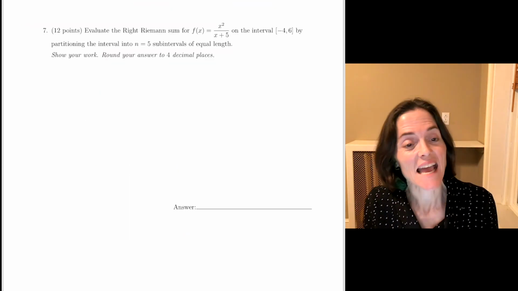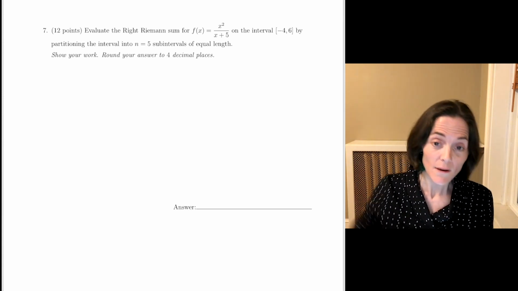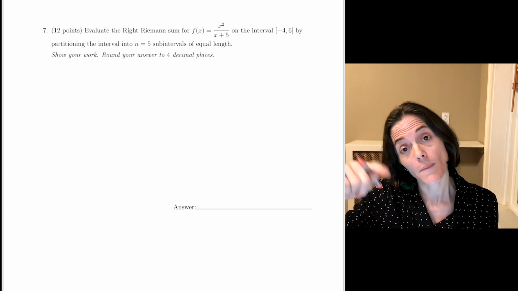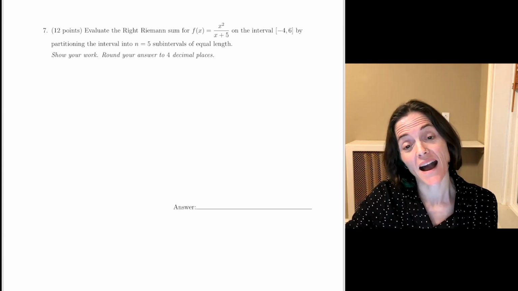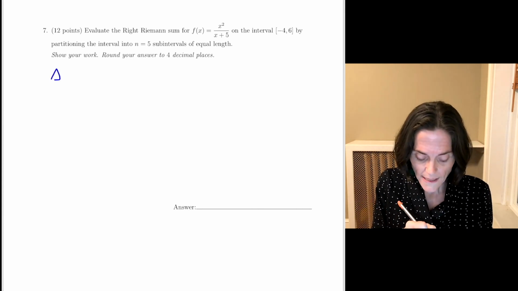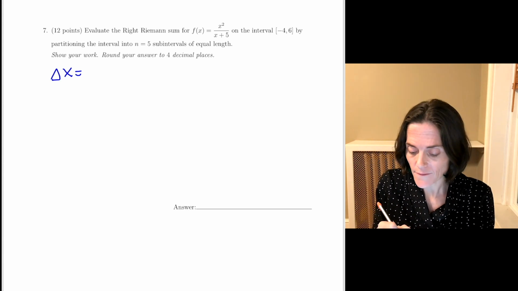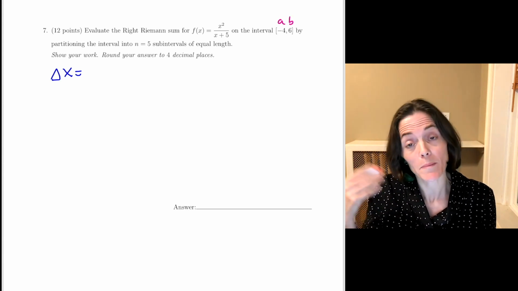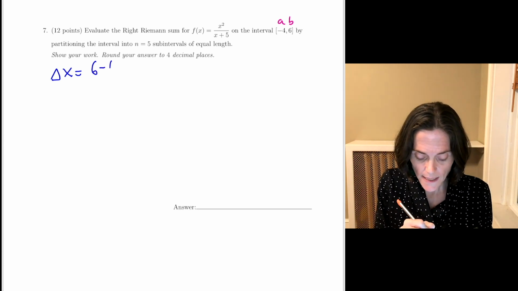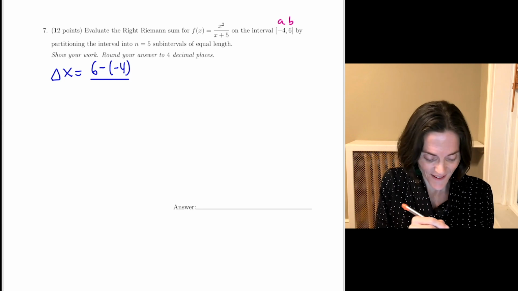Number 7, this is the last question. We want to evaluate the right Riemann sum for this function, f of x, on the interval -4 to 6 using 5 subintervals of equal length. Step 1, write down delta x. This is always, if this is little a and this is b, it will be b minus a over n. In this case, we have 6 minus -4 divided by 5.